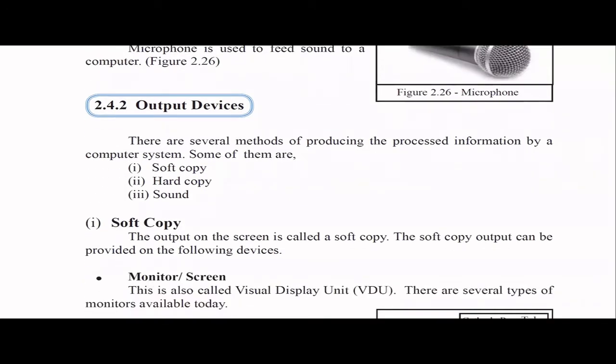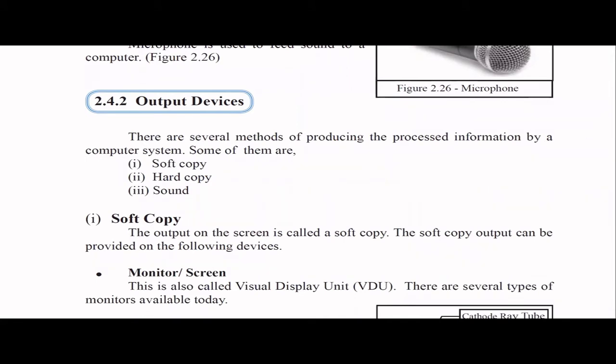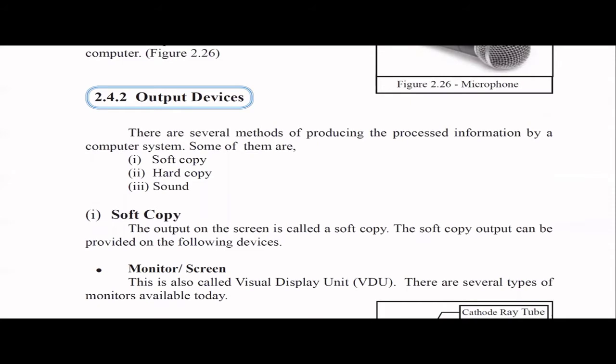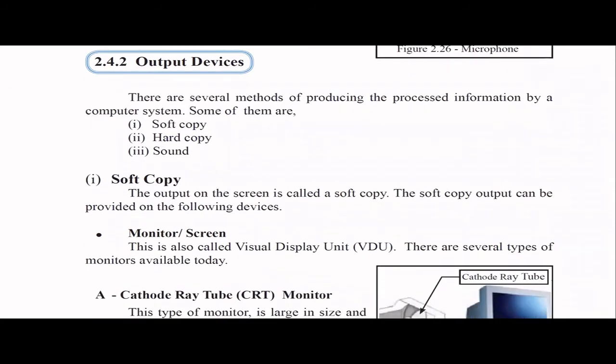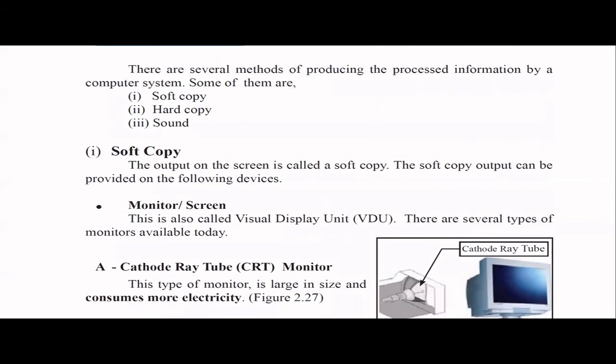Now these are the output devices. Output devices mean that you have given the input data to the computer, it processes it, and this processed information then has to be given back to the user. For that we use output devices. This output can be given as a soft copy, a hard copy, or as sound.